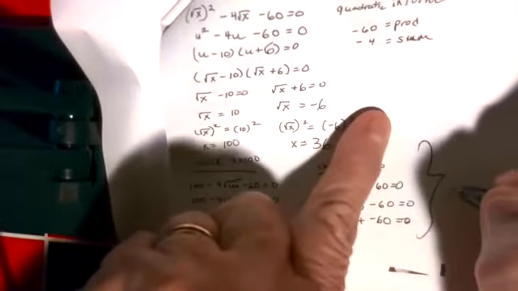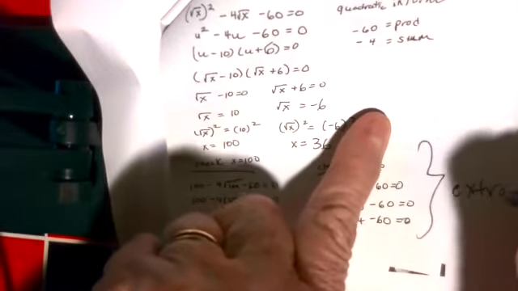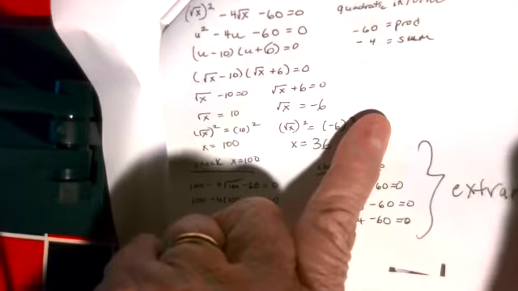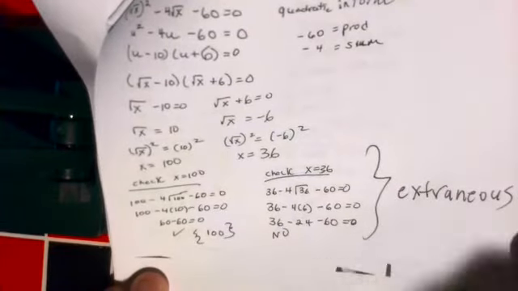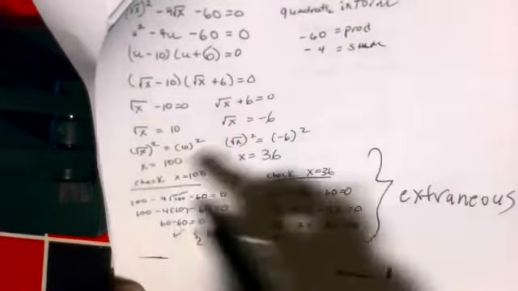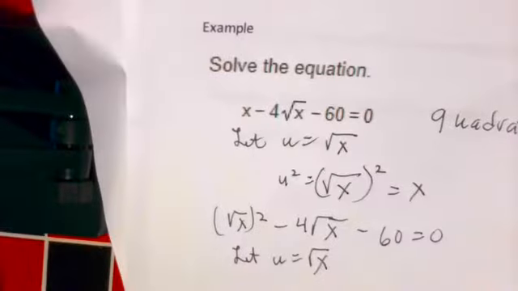So that's something to remember about radical equations or square root equations. You must check for extraneous solutions at the end. So whatever you get, you must go back and check. Okay.